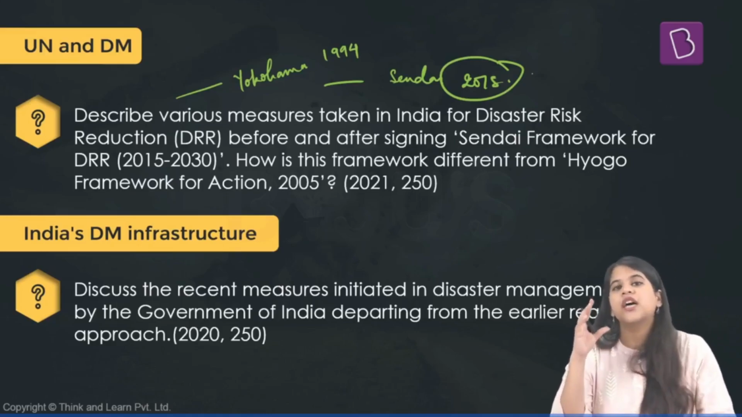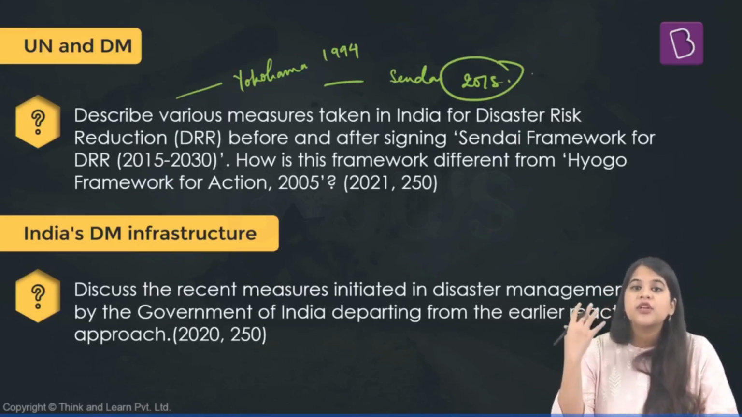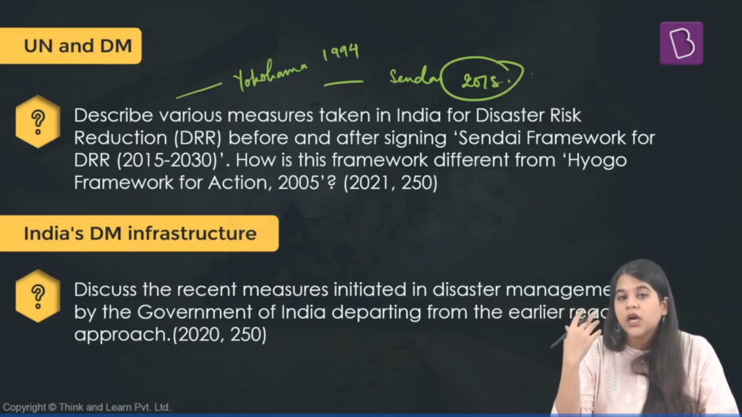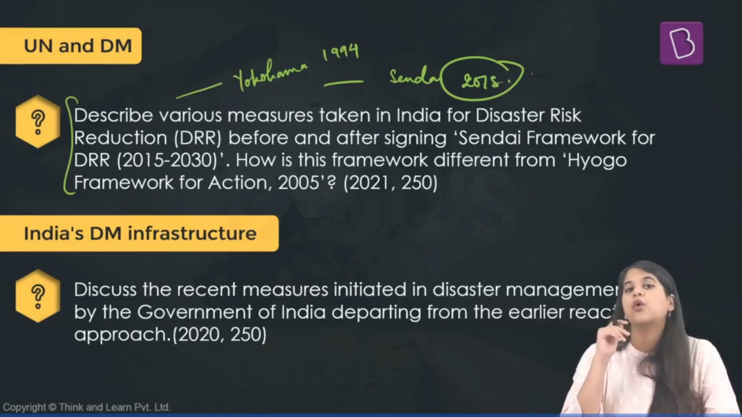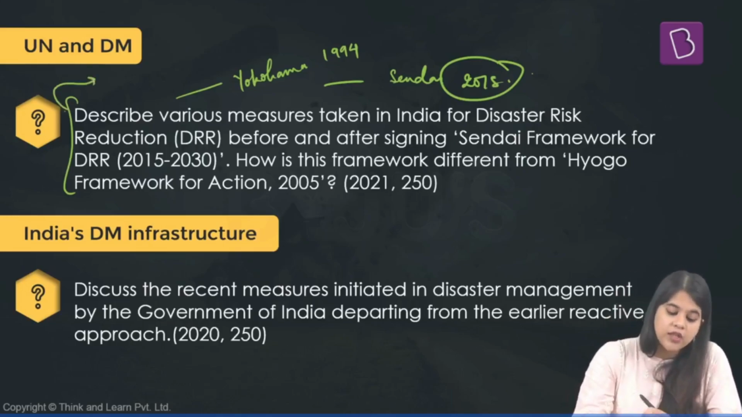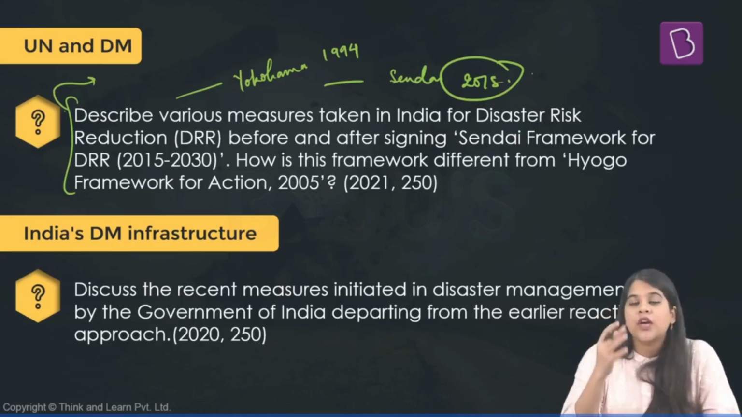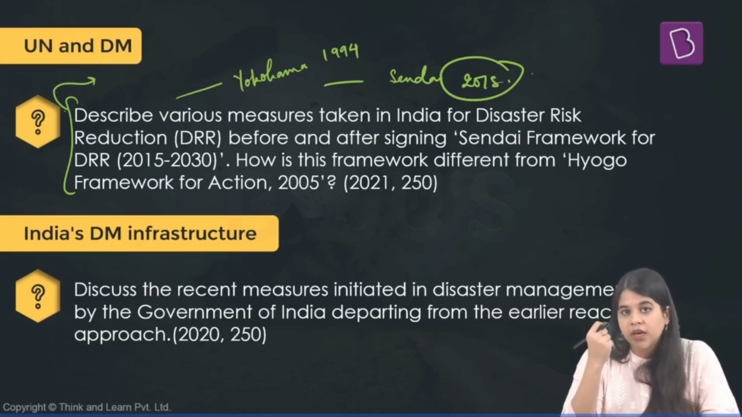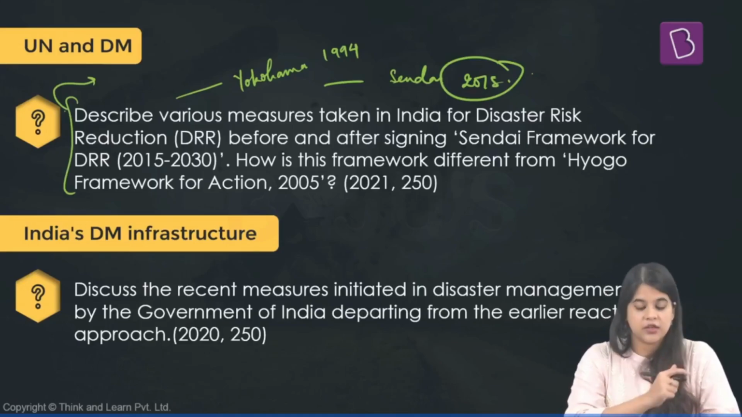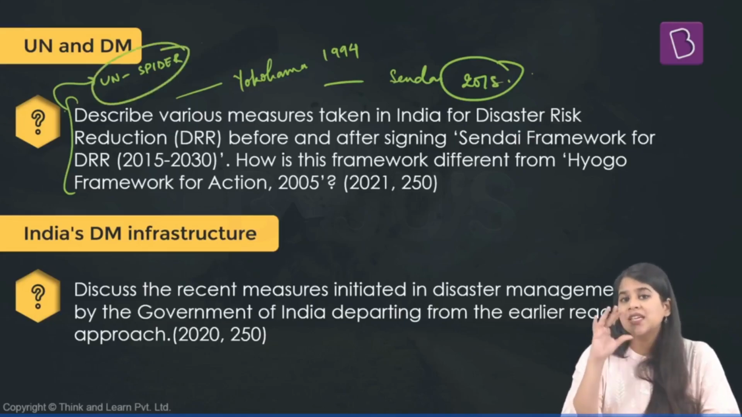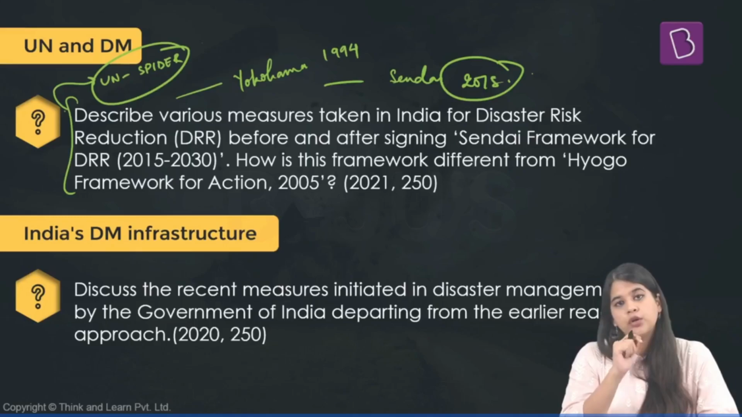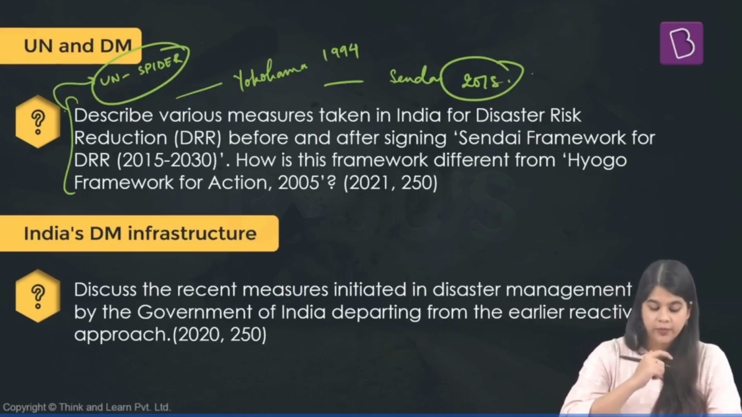So we need to focus on the various principles that have been given under these frameworks. And apart from that, we also need to focus upon the other programs that have been undertaken by the United Nations to address the issue of disaster management, like something called UN SPIDER. We'll study all these in the module on UN and disaster management.